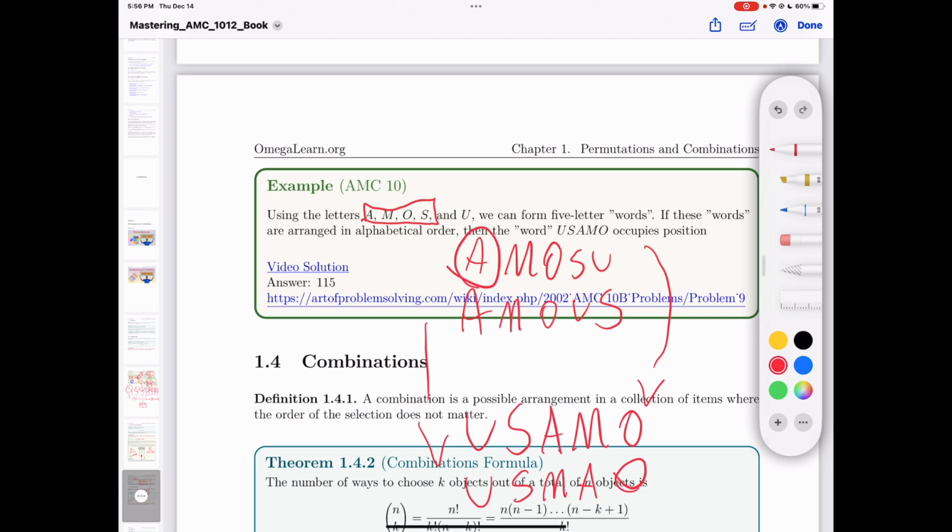For words starting with A, we have AMOUS. Would it just not be? This is required. And there's 4, 3, 2, 1. So this is just 4 factorial. And we have 4 of these. So that's the amount of words. And then we just have to find the words up to USAMO.